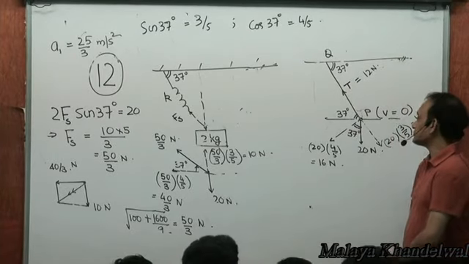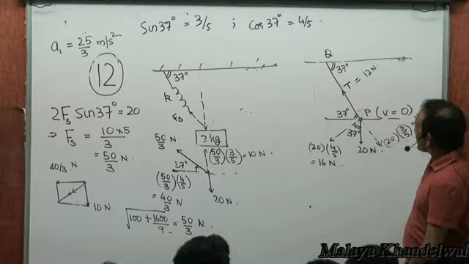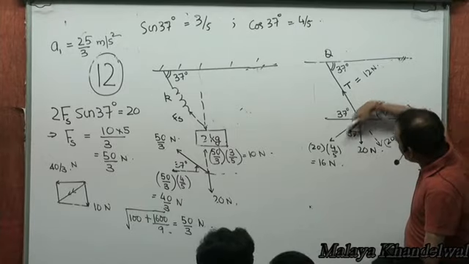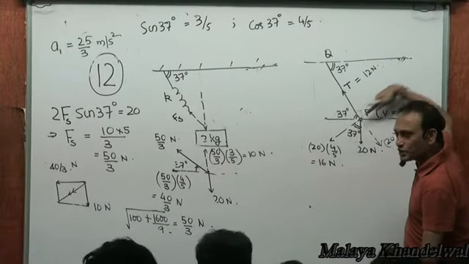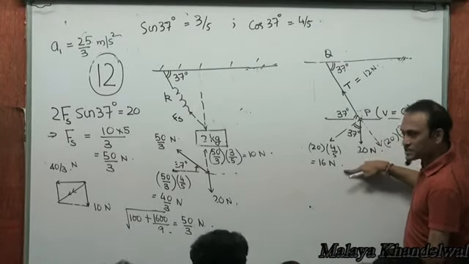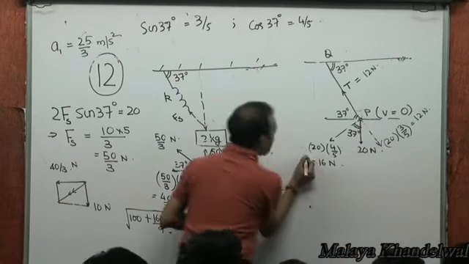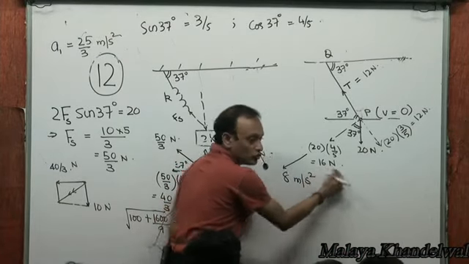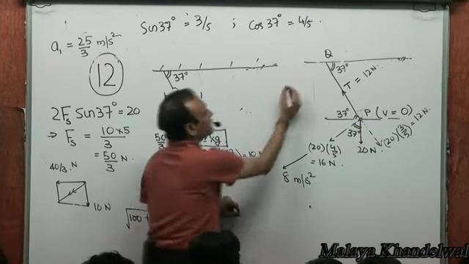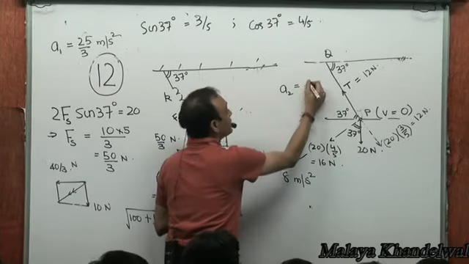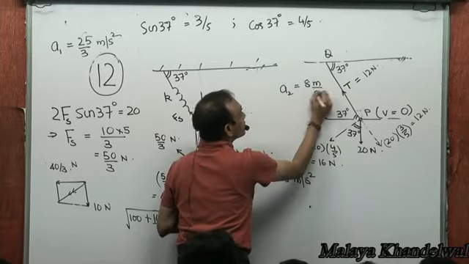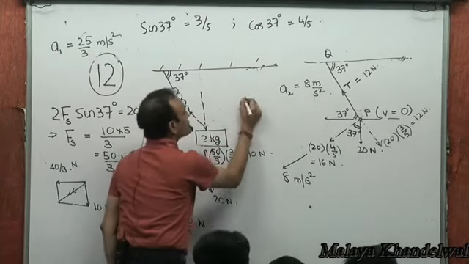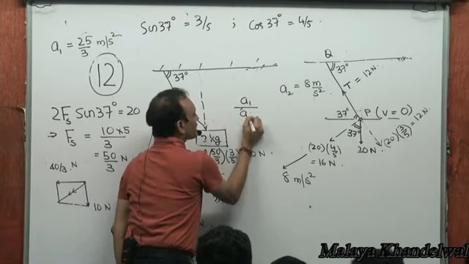But I don't need that. All that is important, realize, is that the net force in this direction is 0. That means the only force that exists is in the tangential direction, perpendicular to the radius, which is 16 newtons, causing an acceleration in this direction of 8 meters per second squared, 16 by 2. That means A2, the acceleration of this, is going to be 8 meters per second squared. All that I need to find is A1 by A2, the ratio of the accelerations.